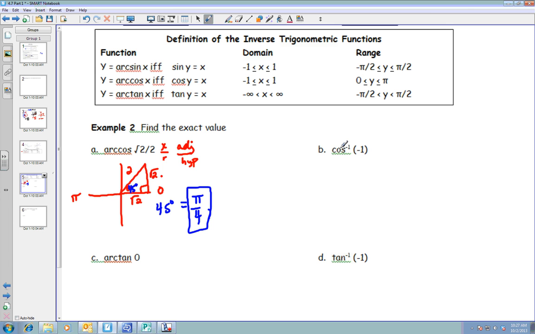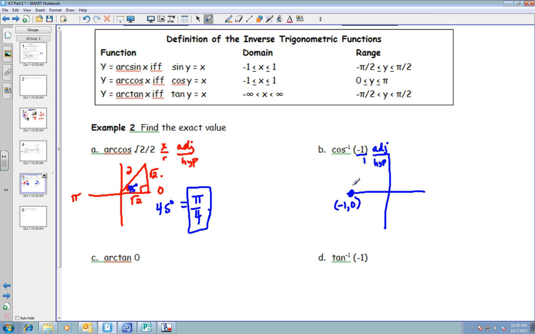Okay, let's look at B. The inverse of cosine is -1. So remember, this is just another way to write arc cosine. So cosine is -1. Now this one's different. Can I draw a triangle that my adjacent side is -1 and my hypotenuse is +1? I can't. But this says on my unit circle where my x value is -1.